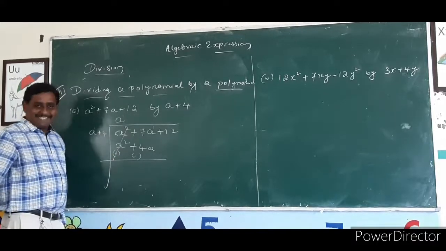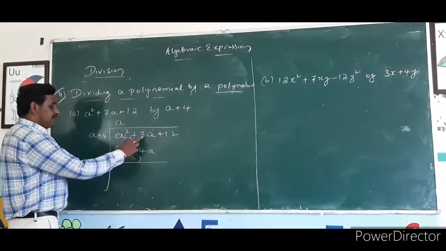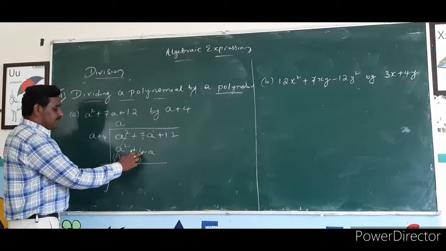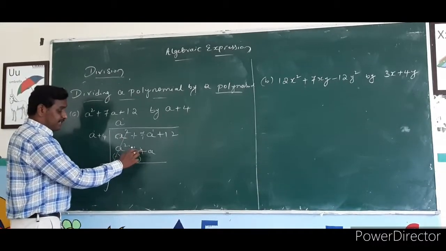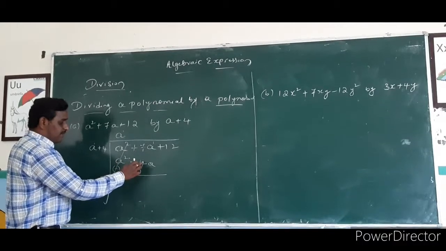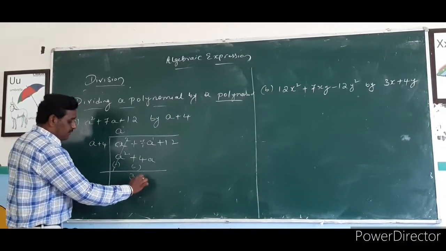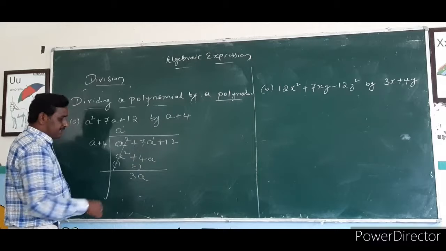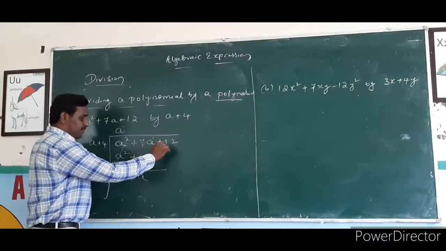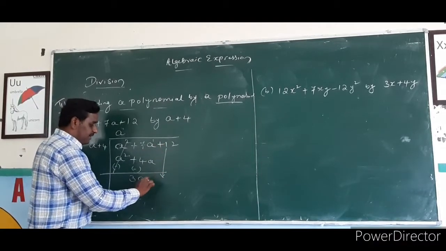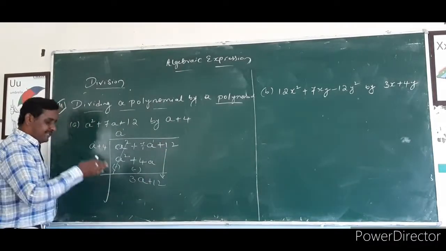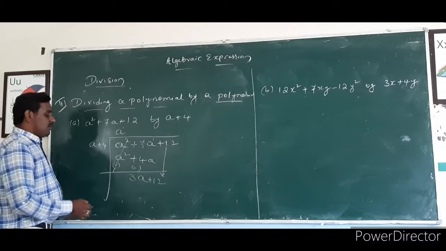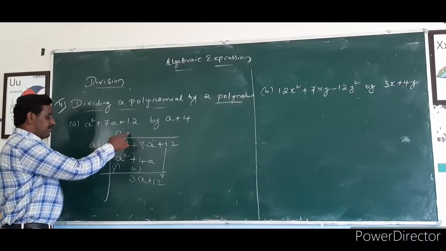Plus a square minus a square get cancelled. Here plus 7 and minus 4, not considering this sign, 7 minus 4 is 3. The variable is a. And next step, what is the remaining term? You can bring it down. What is that remaining term? 12. Again the same procedure. So what should be multiplied from here to here?